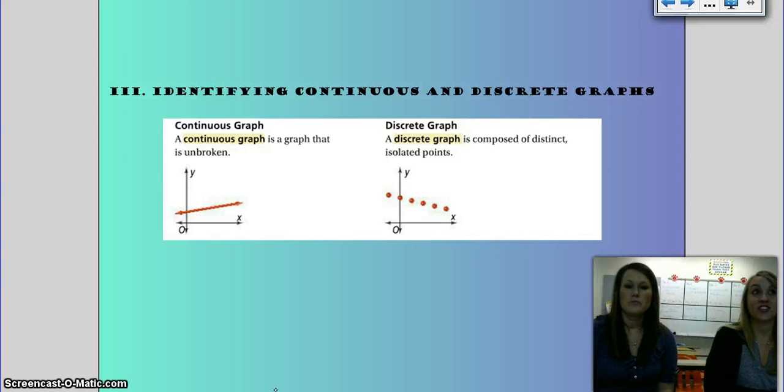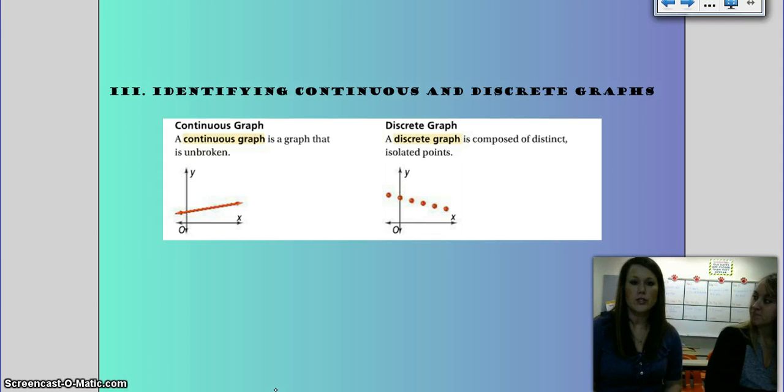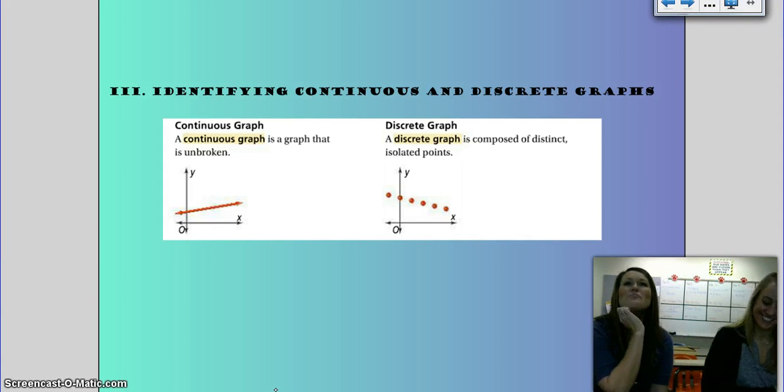Hey there. All right, finishing up with continuous graphs and discrete graphs. So 4.4 part 2. Yeah, I know. Okay, all right, so here we go.